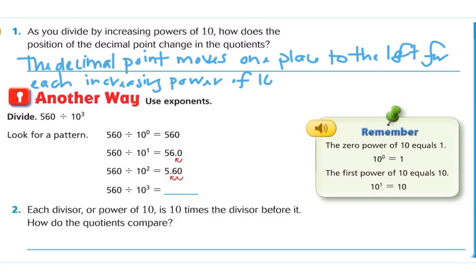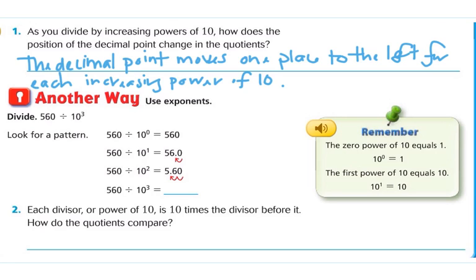Now, boys and girls, on the bottom here it says, remember, the 0 power of 10 equals 1. So the 0 power of 10 is equal to 1. The first power of 10 equals 10, because this is like saying 10 times 1 is equal to 10. This is something important to commit to memory. You might even want to make a note card for yourself.